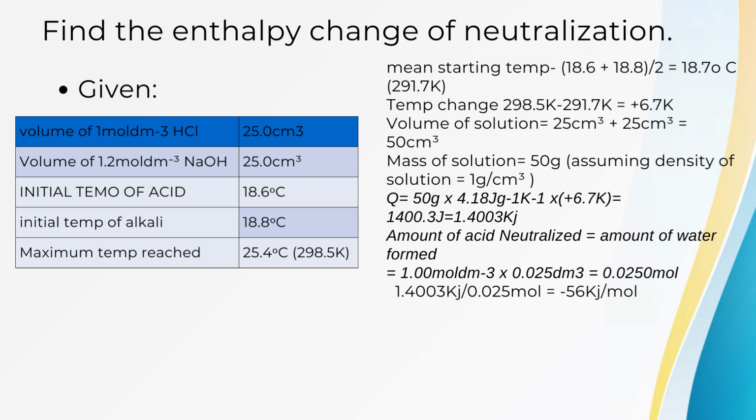The mean starting temperature will be temperature of the acid plus the temperature of the alkali divided by 2. Then the temperature change will be obtained by the final temperature minus the mean temperature. The volume of the solution will be the addition of the acid and the alkali. The mass of the solution will be 50 grams because we will assume that the density of the solution is 1 gram per cubic centimeter.